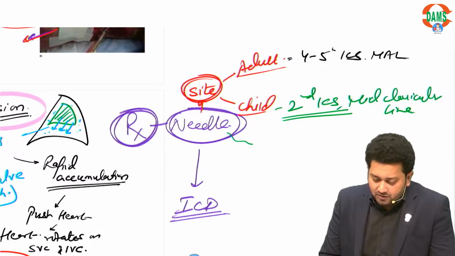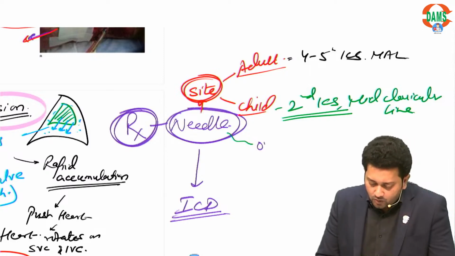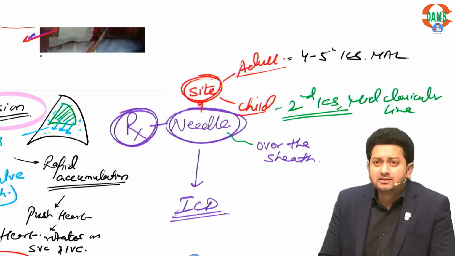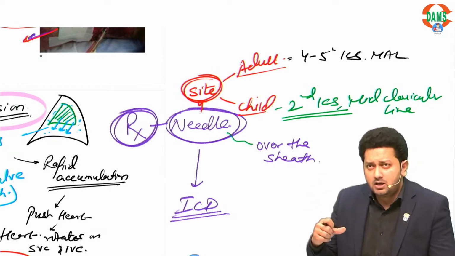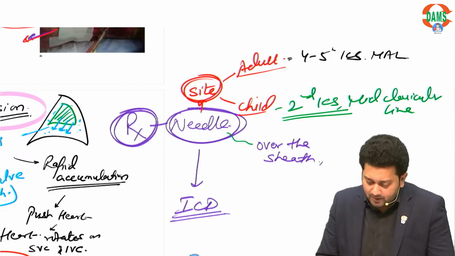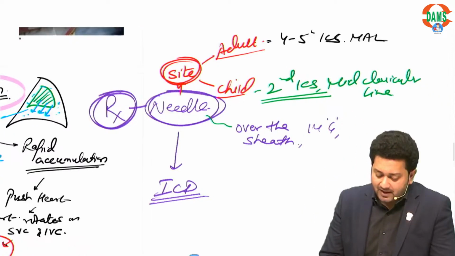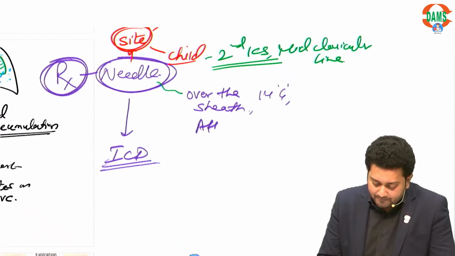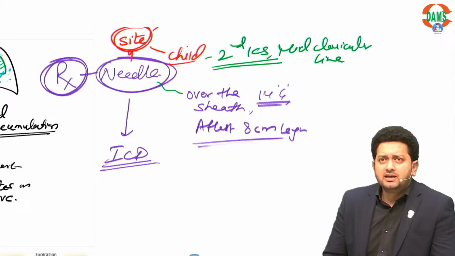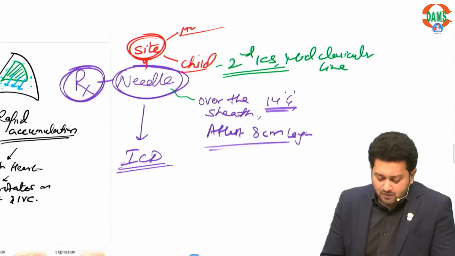The needle should be generally an over-the-sheath needle. Over the sheath means like a cannula which has the outer plastic covering and the inside metallic thing. In general, 14 gauge and at least 8 centimeter. So these are the ATLS guidelines: at least 8 centimeter length, the diameter 14 gauge, and over-the-sheath needle, and then you put the ICD.